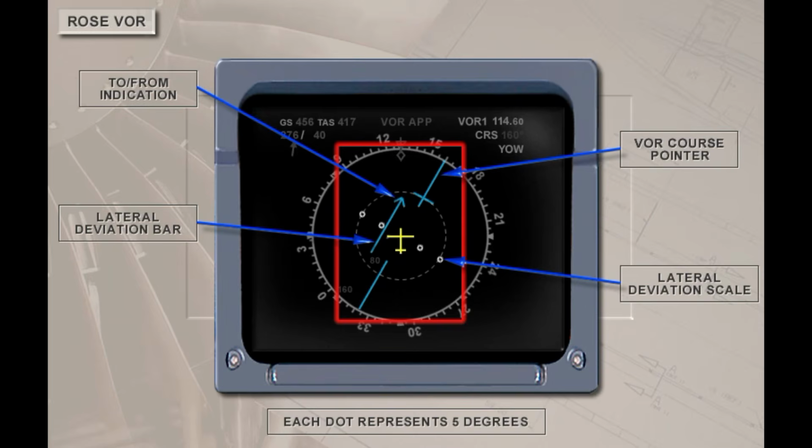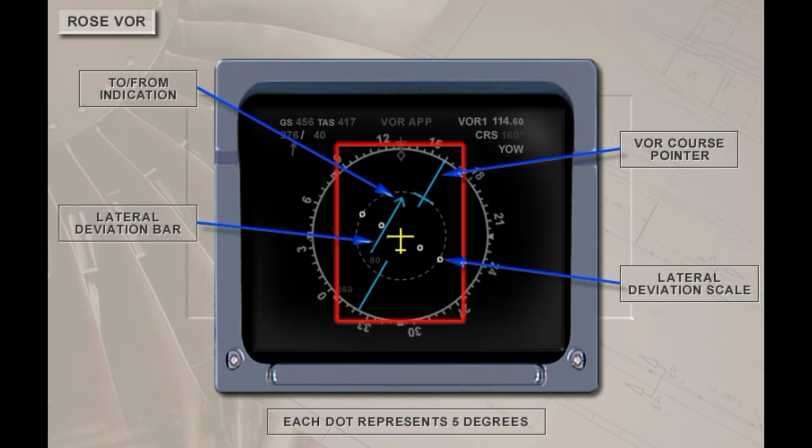In ROSE VOR mode, the course pointer is a blue dagger-shaped symbol that points to the VOR course selected by the pilot through the flight management guidance system. The blue lateral deviation bar indicates the deviation along the lateral scale. Each dot on the scale represents a deviation of 5 degrees. When the deviation is greater than 2 dots, or 10 degrees, the bar remains displayed on the outer dot.